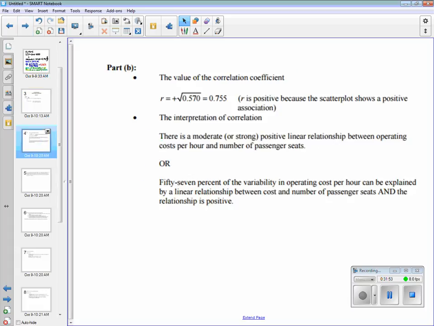We'll get to how they graded them soon. Part B, you were looking at trying to find the value of r. It is the square root of r squared. Again, r squared is provided to you in the computer printout, 0.57. So you get 0.755. It asks you to interpret it. So we're looking for moderate. I don't think I would have gone with strong, but they said they would have accepted strong, which I find is not so great. Okay, moderate, positive, linear.